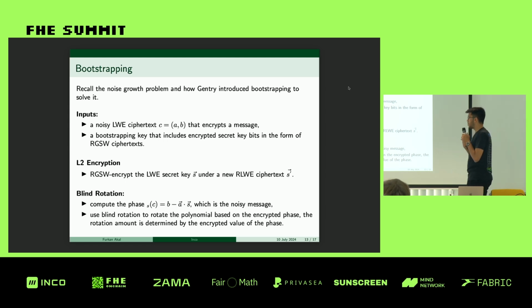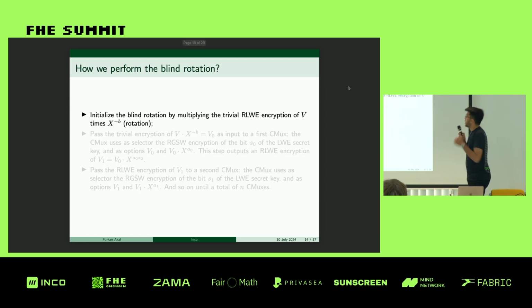So if we can calculate B minus A dot S, it's actually message plus noise, or a noisy message. So now, after having this phase, B minus A dot S, we want to blind rotate this polynomial to get the noisy message. To do so, we first start with X to the minus b. Why? Because we want to delete the effect of encryption, and that's why we have minus b plus A dot S.